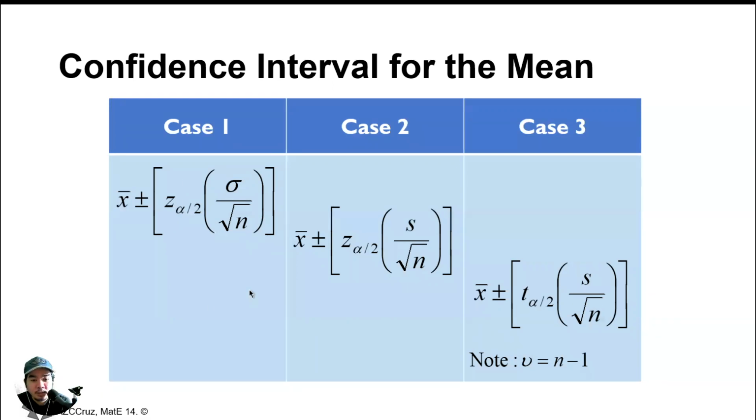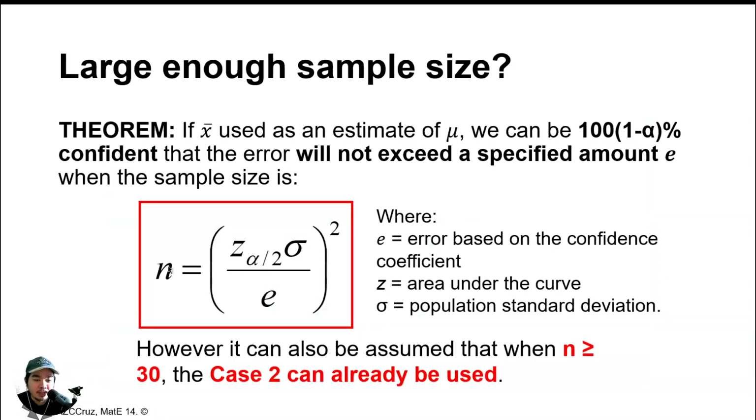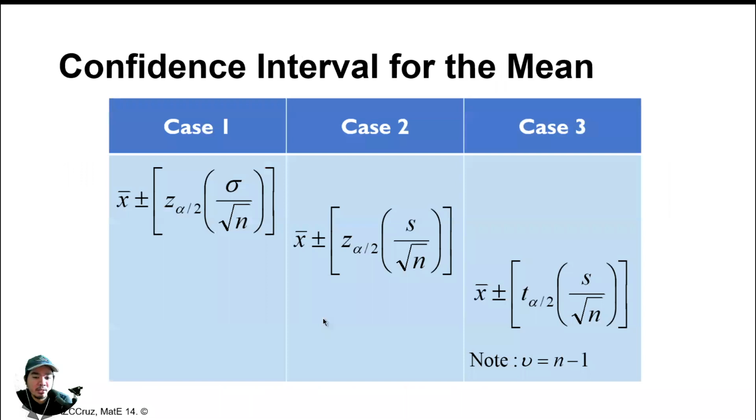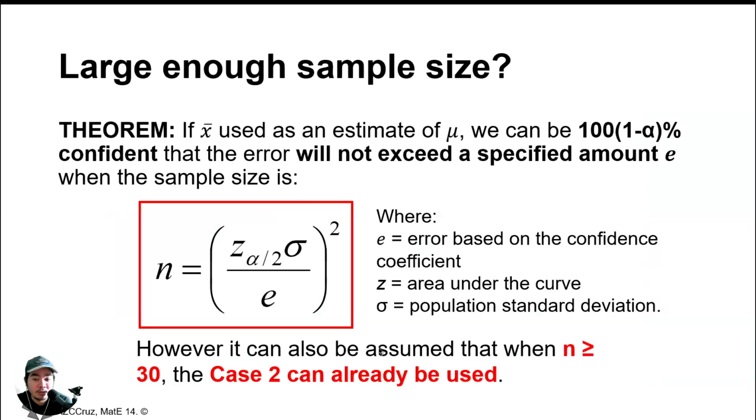Tama? So if we square the entire term, then we should get the number of samples needed para makakuha tayo ng particular na e value. Okay? So that's why ganito siya. So n is equal to z alpha over 2 sigma over e squared. So you don't have to memorize this. Just remember this formula. Tapos kaya nyo nang ma-derive itong formula na to. Okay?